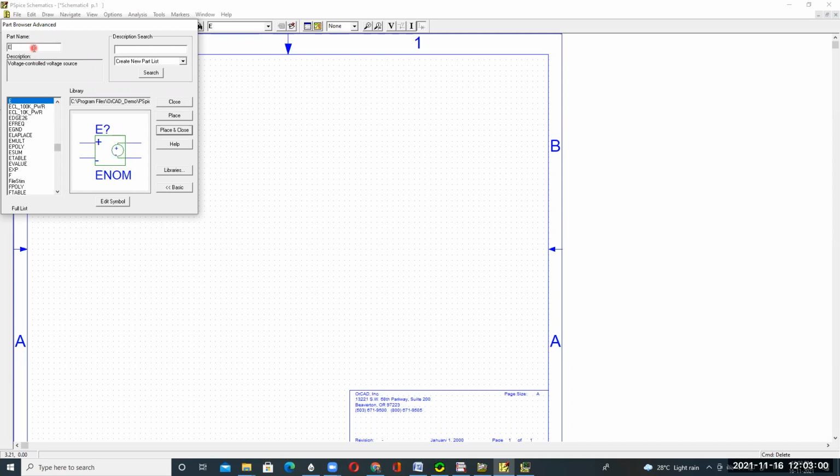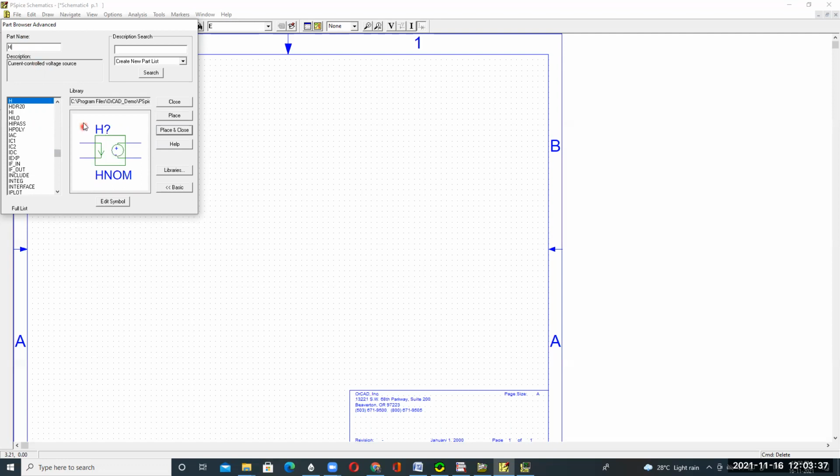Then instead of E, if you press F, then F is called a current dependent current source. This is a current source, and it is depending on current. Okay, current dependent current source or current controlled current source. And then G. By entering G, we'll get this source. This is a current source that is depending on voltage. That's why it's called a voltage dependent current source.